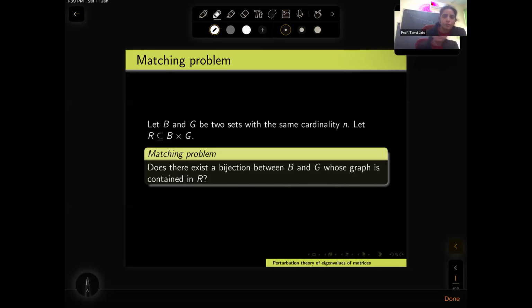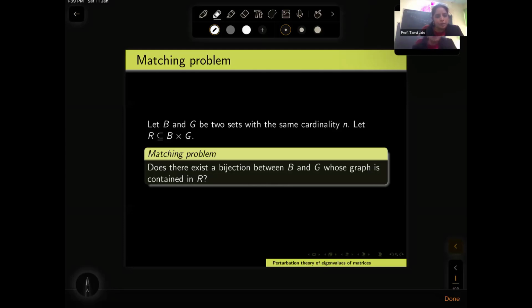So what is the matching problem? I have two sets of the same cardinality. So we are talking of finite sets. So B and G are two sets with n elements, and R is a relationship. So R is basically a subset of B cross G. My question, the problem, is to find a bijection phi from B onto G such that (B, phi(B)), the graph of my phi, is contained in R.